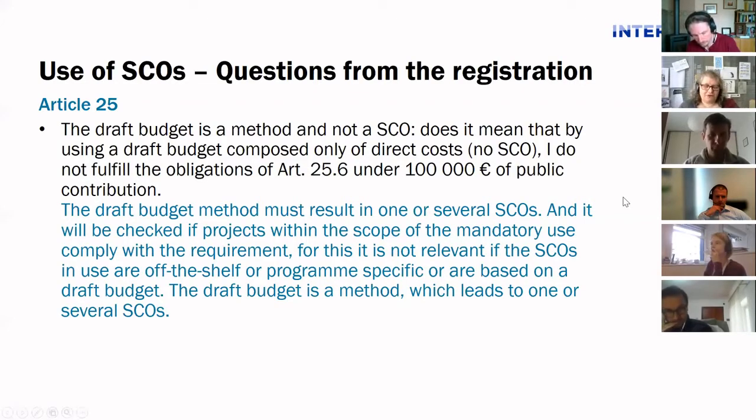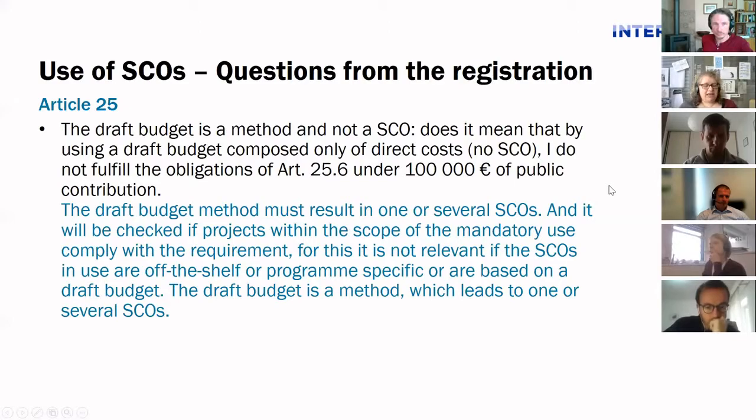We drafted a bit of a longer answer right here, but just to be very clear, the draft budget method is a methodology, and as a result, you come up with potentially one or several different simplified cost options. When this is followed up afterwards, what will be looked at is that you comply with the total amount of public contribution for the mandatory use, and the corresponding project. So it is not relevant in the control from our perspective later on whether a draft budget methodology was used to arrive at SCOs to cover projects with less than 100,000 euros of public contribution, or if you made use of other options. So we hope that at least clarifies it.